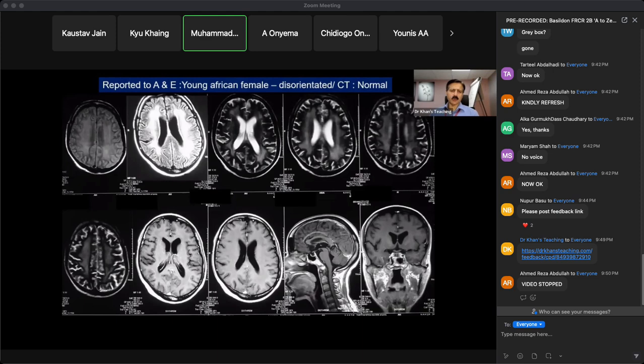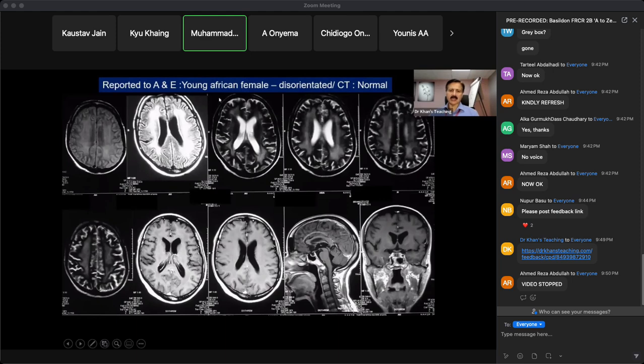This patient reported to A&E, a young African female. She was very disoriented. The CT scan was sort of normal. We did this MR. This is a FLAIR sequence. This is a T2 weighted sequence. There is no enhancement on the post contrast. But how can you explain this finding?